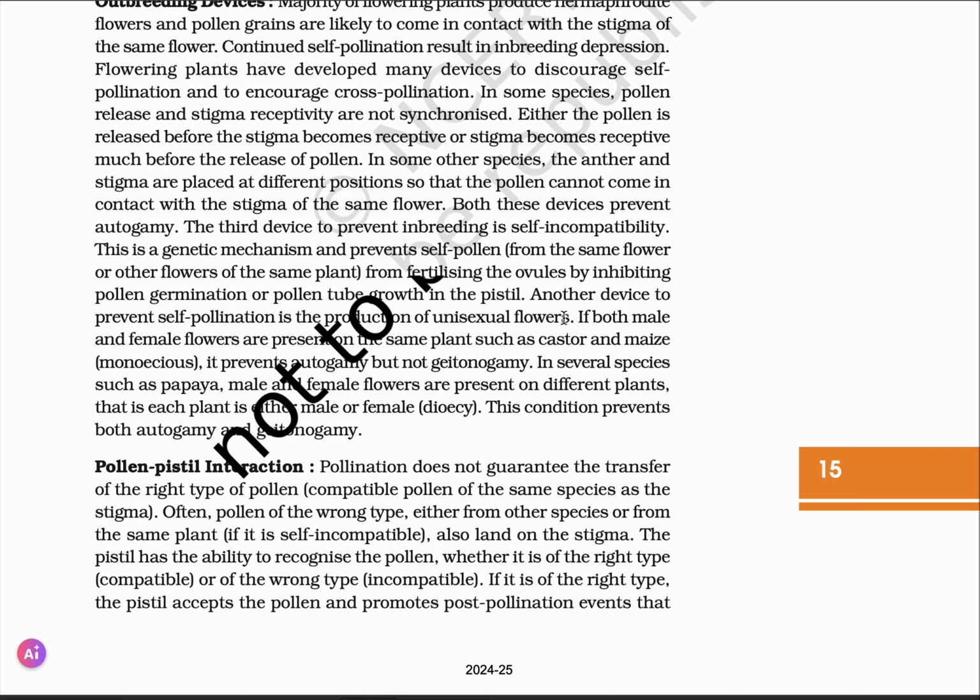Both female and male flowers are present in the same plant, such as castor and maize. We need to remember that castor and maize are monoecious. It prevents autogamy but not geitonogamy.